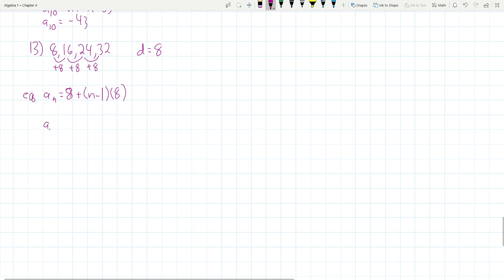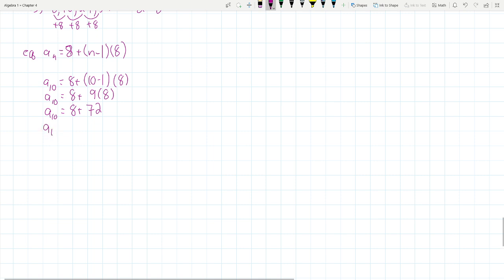Now to solve for the a sub 10 term. So I go 8 plus 10 minus 1 times 8. So a sub 10 equals 8 plus 9 times 8. A sub 10 equals 8 plus 72. So we get a sub 10 equals 80.